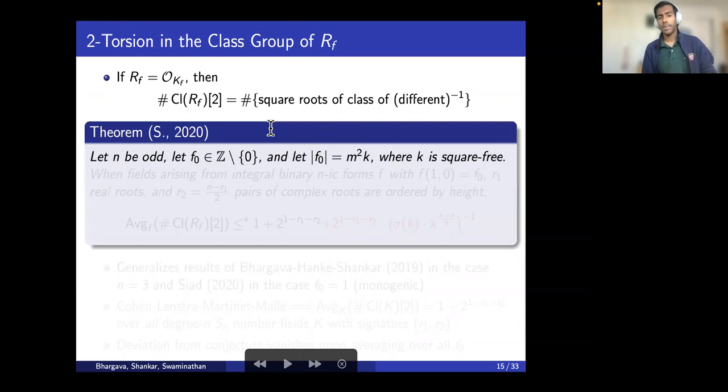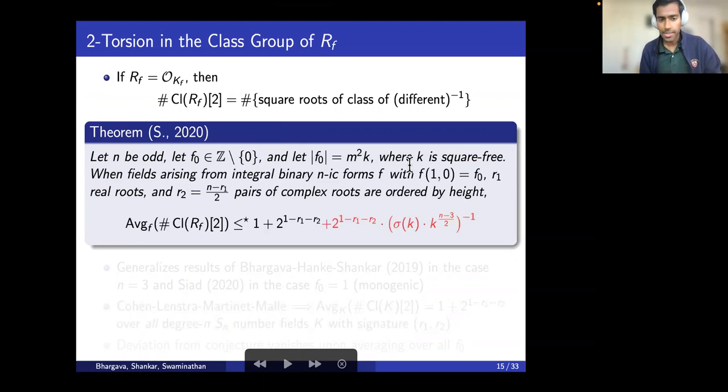And so using the parametrization together with the counting strategy, we get the following result. So let n be odd, let f naught be a non-zero integer, and suppose we factor f naught as m squared times k, where k is a square free number. This will be a unique factorization of this form.